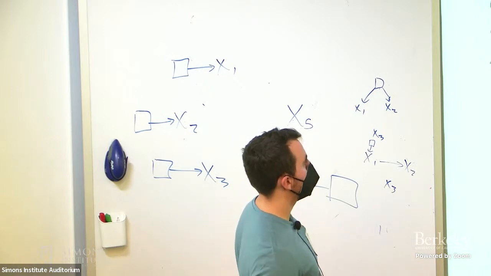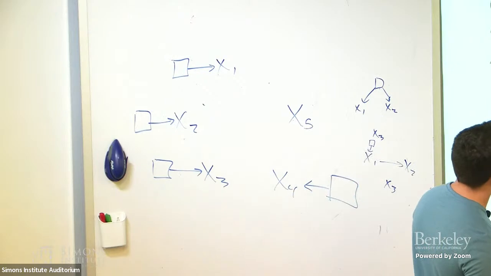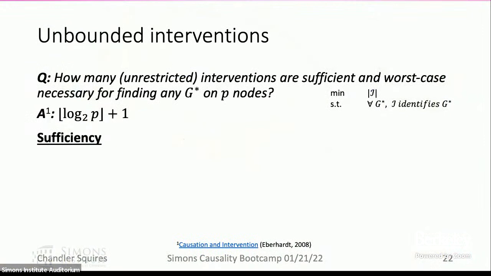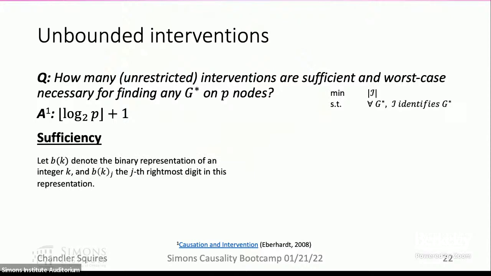So maybe I'll walk through this result, I think I have time. This is the same optimization problem you'll see on the previous slide, just without the constraint on the individual interventions in this intervention set. Let's start by proving that you can get by with this many interventions. I'll give you an actual way of picking the interventions that will completely identify any graph. It's based on this trick of numbering the nodes and taking binary representations of them.